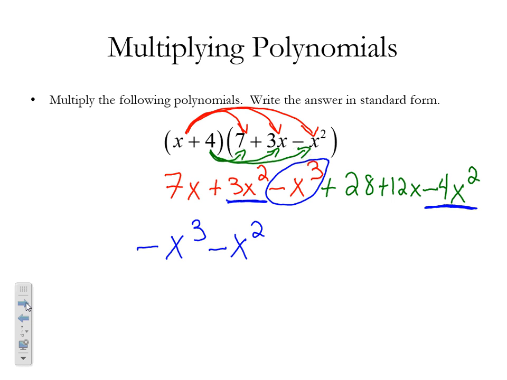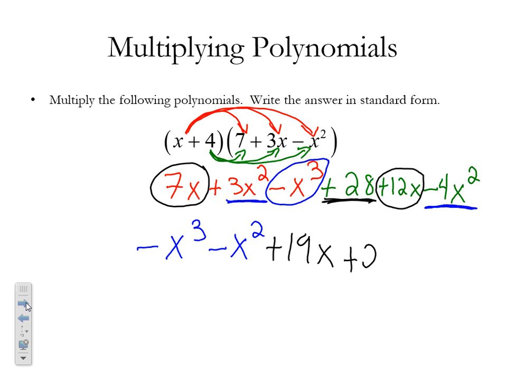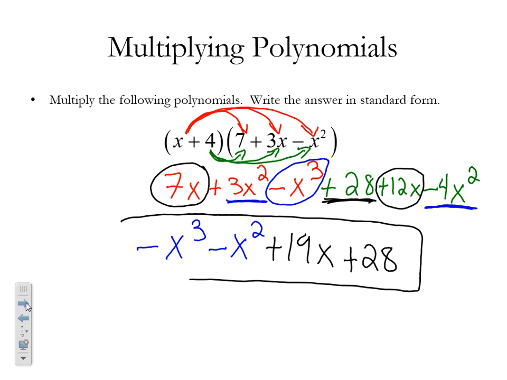And then I need to do my x's, so I have 7x and a plus 12x, so I have plus 19x. And then last but not least, my whole number, so I have plus 28. So that is our answer, ladies and gentlemen. So we have to do a lot of distributing, and then we have to combine our like terms.